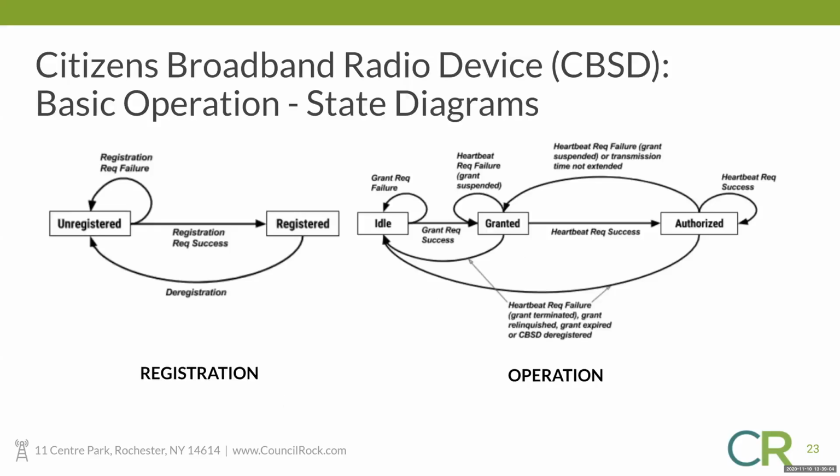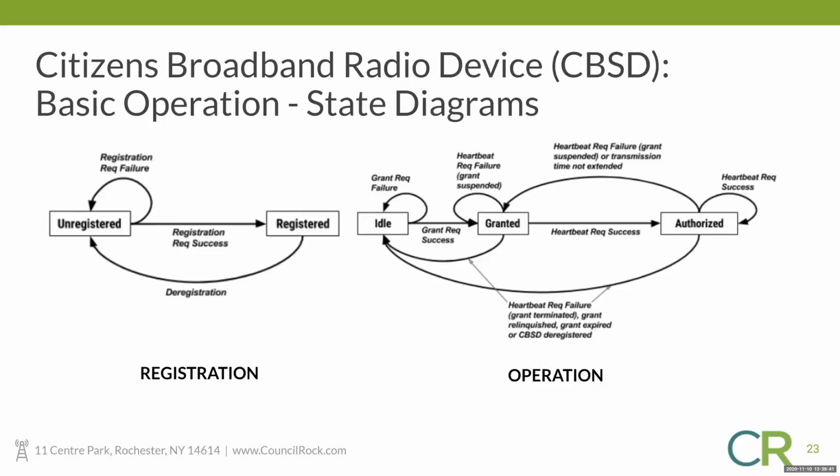These diagrams come from the WinnForum standards documents, and it's just a quick flow diagram that shows how the SAS allows the operation of a CBSD in the spectrum. Let's say you have a CBSD device. As long as the CBSD is not registered, it's not going to be transmitting. It's going to attempt to register by sending all of the required information to the SAS.